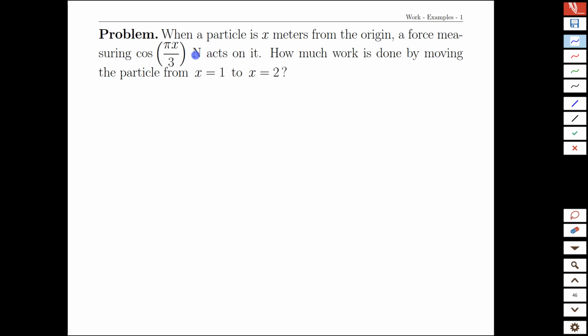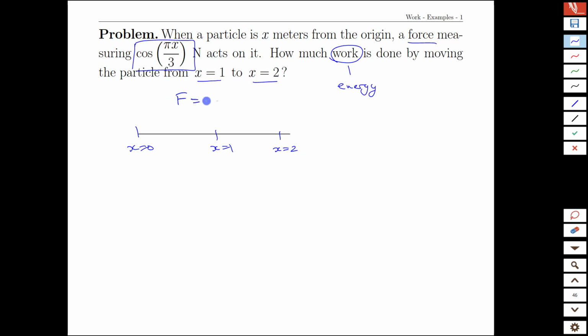In this video, we'll explore a similar example as the previous one. Here we have a force being applied to a particle, and that force has a magnitude defined by cos of pi x over 3. Our question is how much work, energy, is consumed, or how much work is done by moving the particle not from the origin, but from x equals 1 to x equals 2. So just to frame our argument again here, we have x equals 0, but we're going to start moving at x equals 1 and then go to x equals 2.